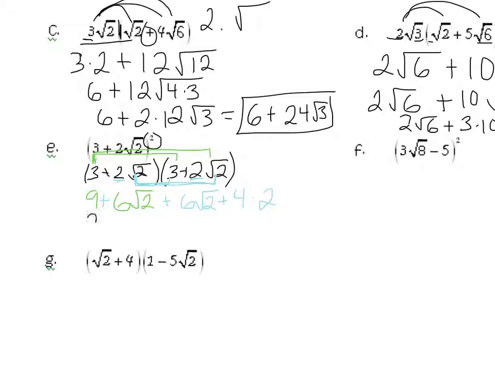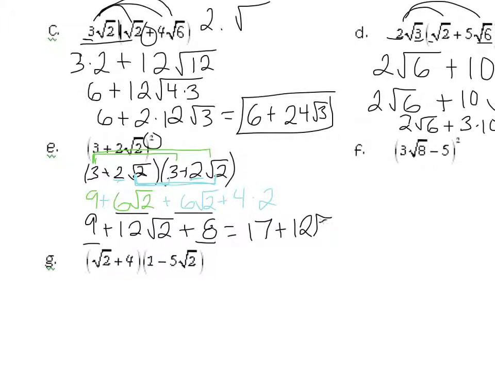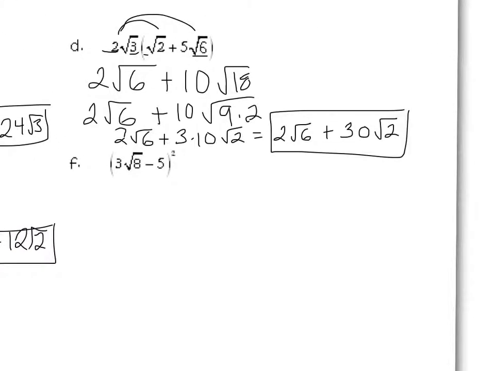Alright, so we've got a 9. A 6 square roots of 2 and a 6 square roots of 2 makes 12 square roots of 2. Plus 4 times 2 is 8. That 8 and the 9 can be combined to 17 plus 12 square roots of 2. There you go. Next one. If you are ready to try it, again, please do go for it. I'm going to rewrite this so that I know for sure I'm going to be foiling it out.